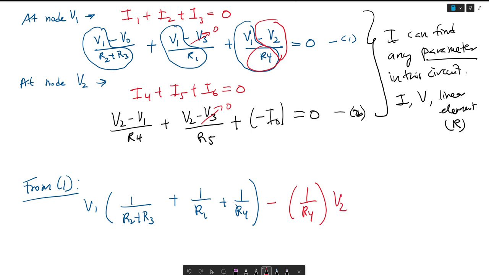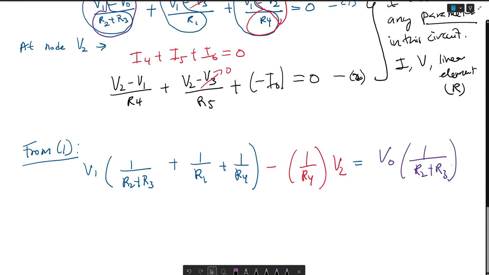V2, which is equal to this value here. We move this to this side, so it'll be plus V0 times 1 over R2 plus R3.